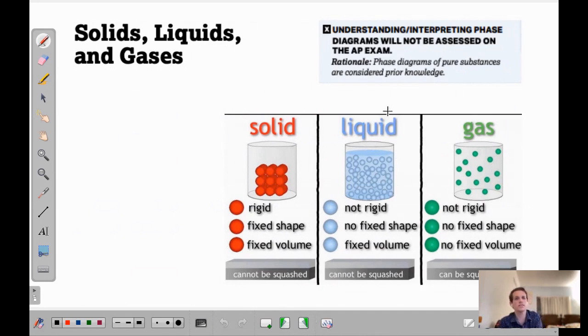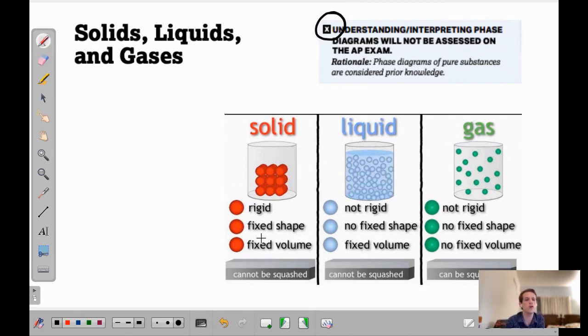But if you notice up here, it does say understanding and interpreting phase diagrams is not assessed on the AP exam. So that's that triple point thing, right? I don't even know what that looks like, it's not on the AP exam anymore. They say that's because it's prior knowledge. You should already know that before AP Chem. It doesn't really matter the reason why, but essentially that's not on there. What you should know, right?